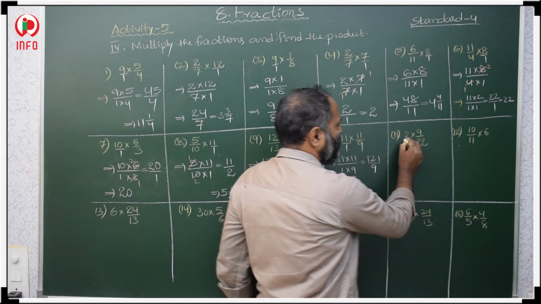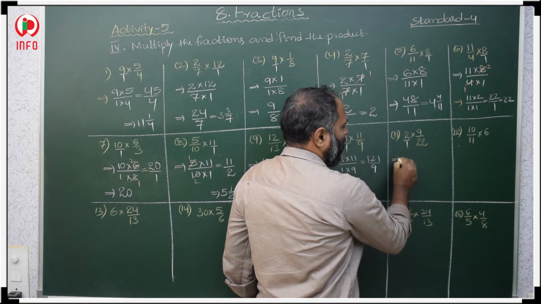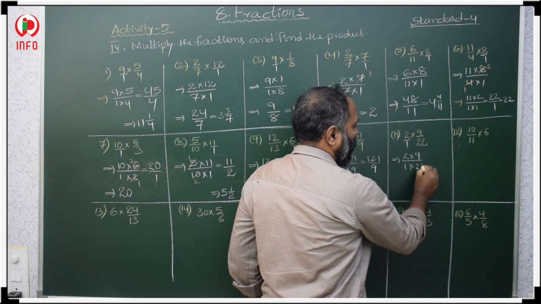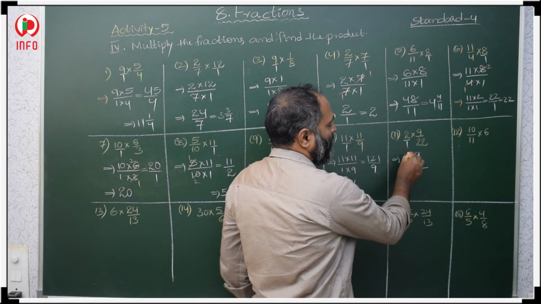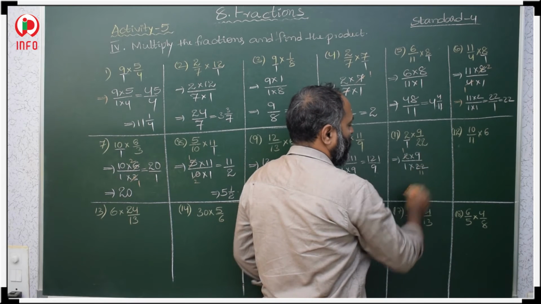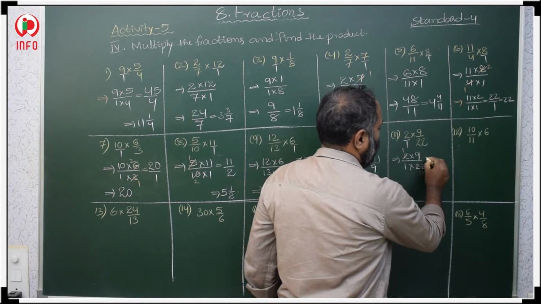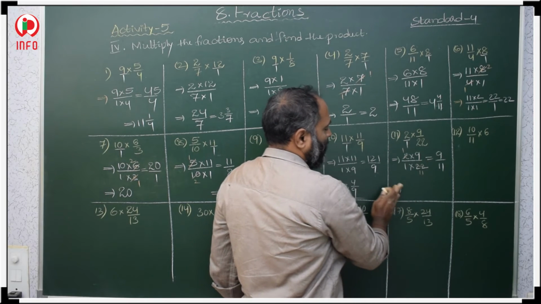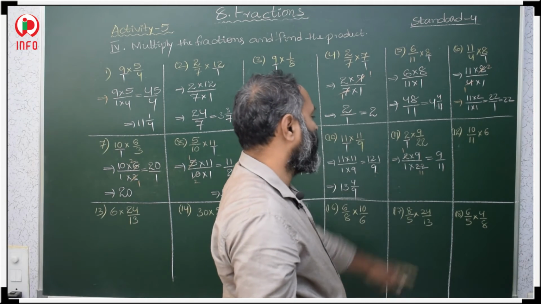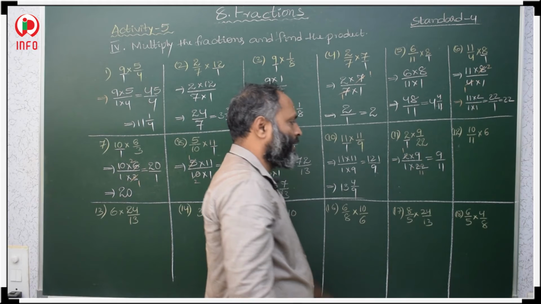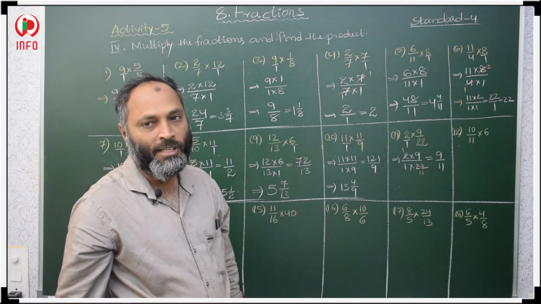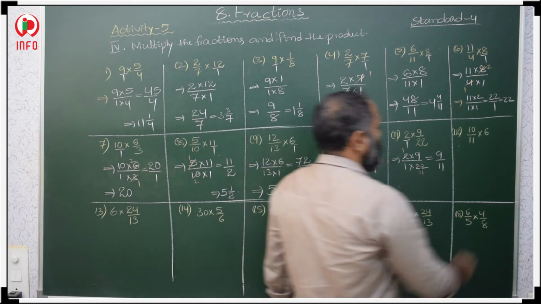Now 2 into 9 by 1 into 22. Now you cancel with 2. 2 1s are 2, 2 11s are 22. Then 1 9s are 9, 1 11s are 11, 9 by 11. Here the numerator is less than the denominator, so this is a proper fraction. No need to change. Okay.